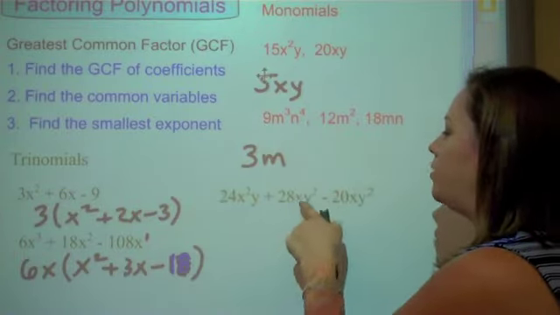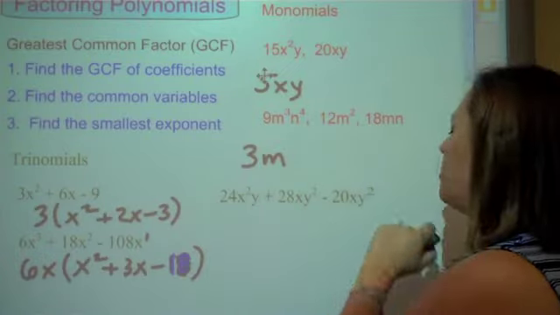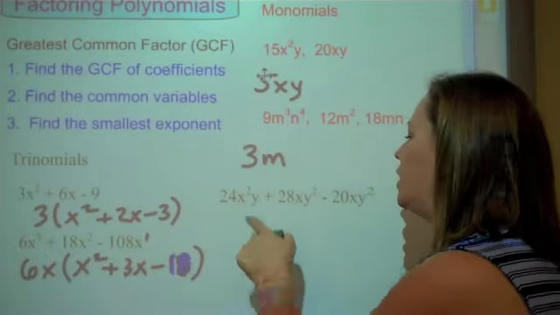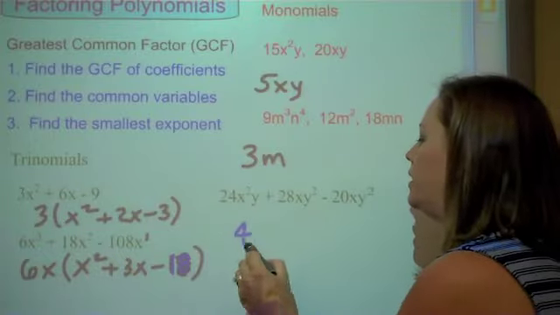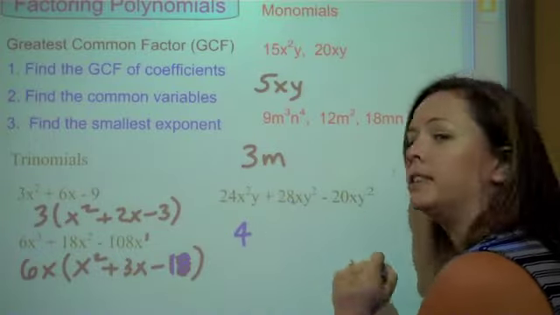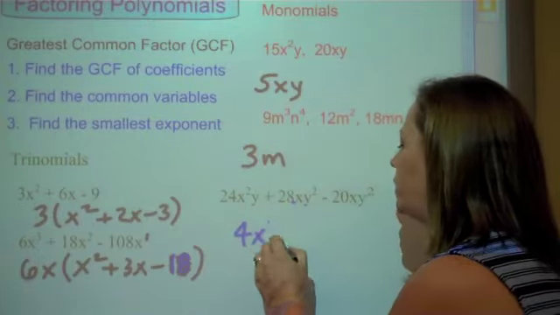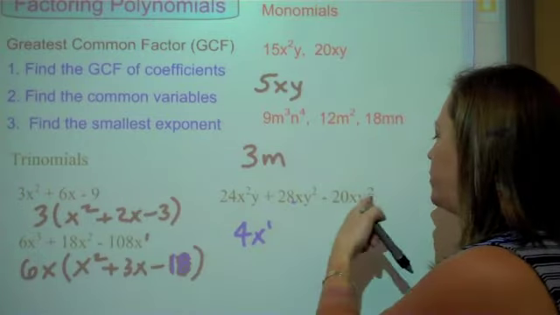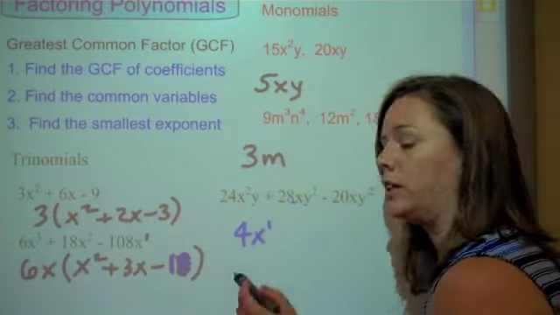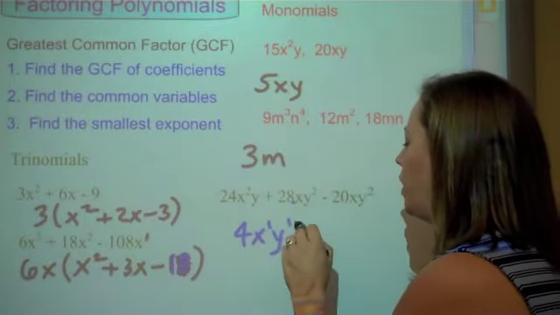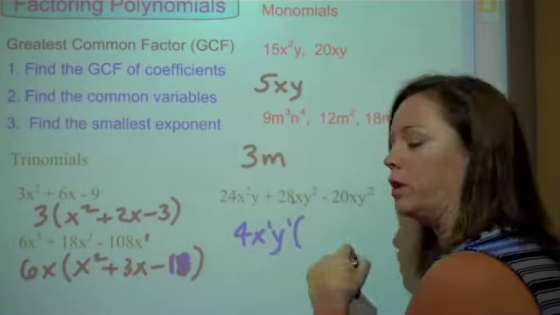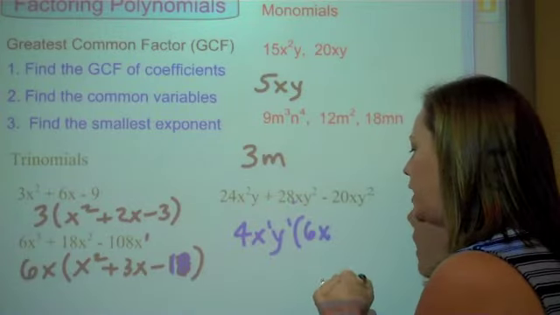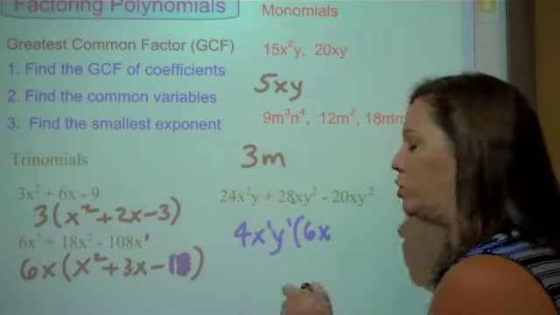Okay, one last example: 24x squared y plus 28xy squared minus 20xy squared. The greatest common factor between 24, 28, and 20 is 4. Every term has an x. The smallest exponent is 1, so we pull out x to the 1. Every term has a y. The smallest exponent is 1, so we pull out a y to the 1. So 4xy times what would give me 24x squared y? That would be 6x. We already pulled out the y, so there's no y left there.